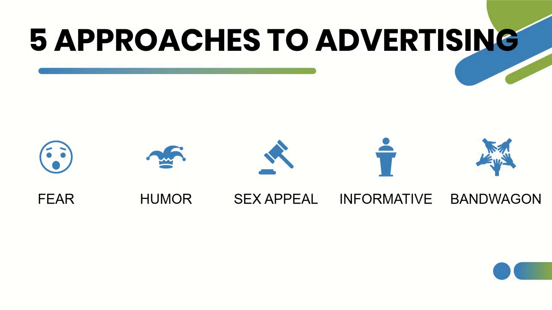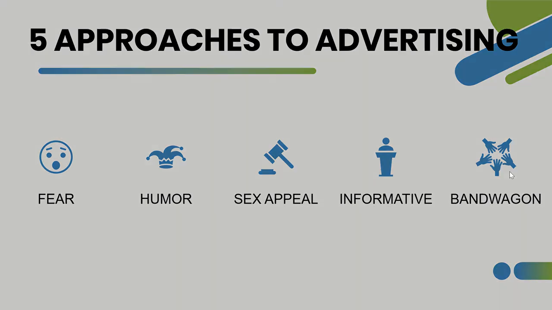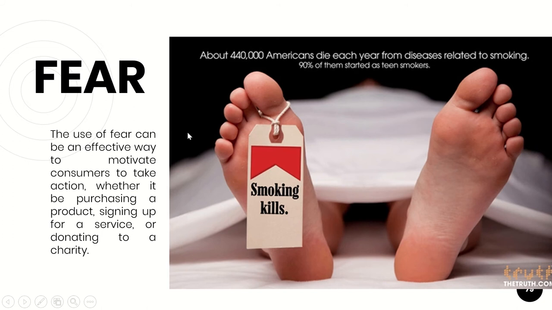Okay? Now, in advertising, we have five different approaches. It can be in a form of fear, humor, sex appeal, informative, or in a form of bandwagon. So, ano yung difference nung lima na yan? First one is fear. Fear is used by a lot of companies, especially kapag meron kang ayaw mangyari. So, let's say for you to stop smoking. Ngayon, meron na silang mga nakalagay ng mga pictures, mga pakete ng mga sigarilyo, sa mga cigarettes para hindi ka mag-smoke because you know that smoking kills.